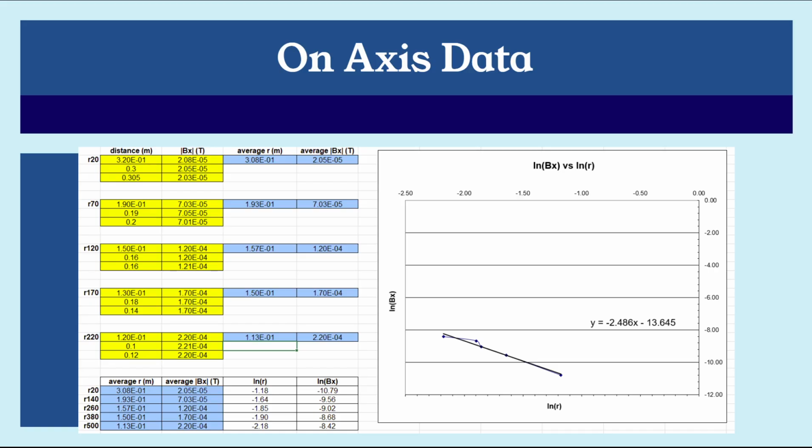For the on-axis data, we plotted the natural log of the magnetic field versus the natural log of distance. This gave a straight line where the slope is the exponent n and the intercept gives ln of k. From our graph, we got n equals negative 2.486 and ln of k equals negative 13.645. We then related our experimental equation, k r to the n, to the dipole equation and solved for the dipole moment.